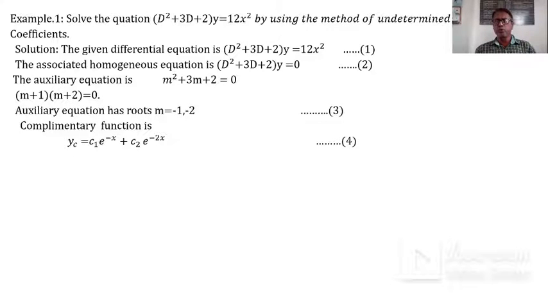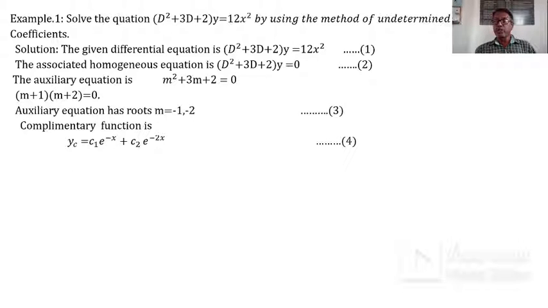Or you may use the notation e to the power mx. As you use the notation, the auxiliary equation means here m is 0 and it is repeated thrice. Since 0, 0, 0 are the roots of the auxiliary equation, what is the factor of the auxiliary equation? m minus 0, m minus 0, m minus 0 equal to 0. Means m cube is equal to 0.